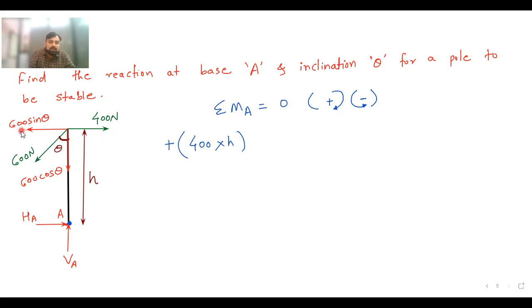Now similarly, when I see this force of 600 sine theta, point A is here. So the distance is again the same. Perpendicular distance is h. But the direction of rotation is now anti-clockwise. It will rotate about point A in anti-clockwise direction. Anti-clockwise direction means it is minus. So it is minus 600 sine theta into h. And this we will equate to 0. Have you understood this equation?